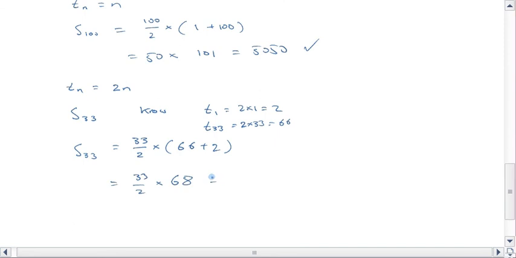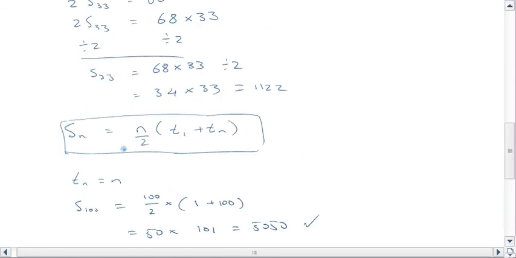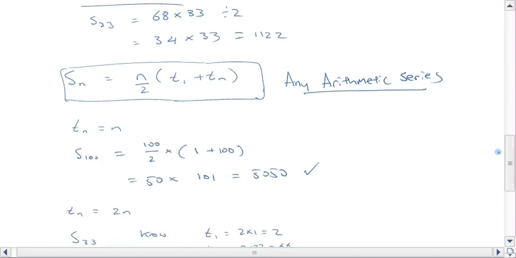So we've checked now for two different series at least that this formula we came up with is the correct one. And in fact, this is the right formula for any arithmetic series. It's a general formula that you can use to solve a whole bunch of different arithmetic series.